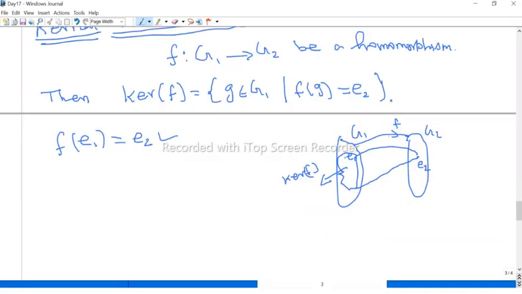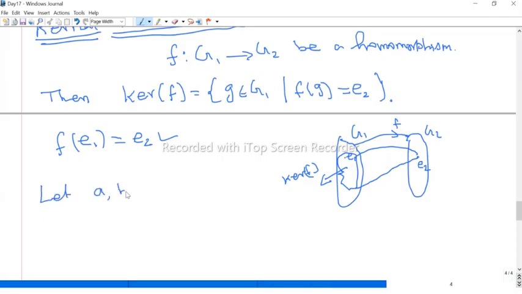Okay, we can show that this kernel is a subgroup. So how to prove that the kernel is a subgroup? Suppose I am taking two arbitrary elements a, b in the kernel of f. And what we have to prove? a b inverse belongs to the kernel.